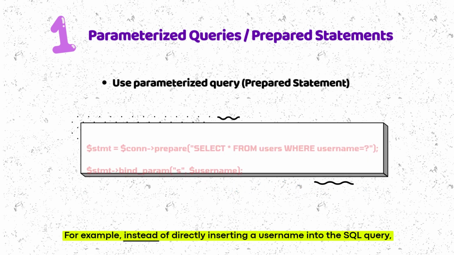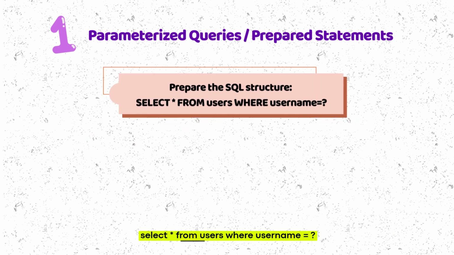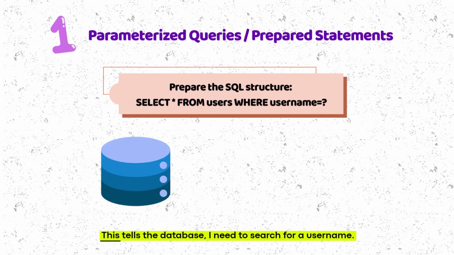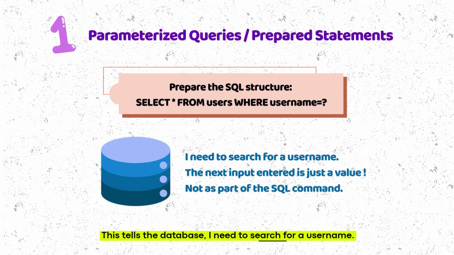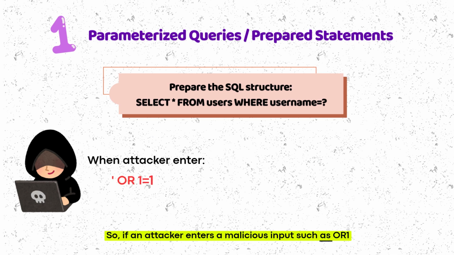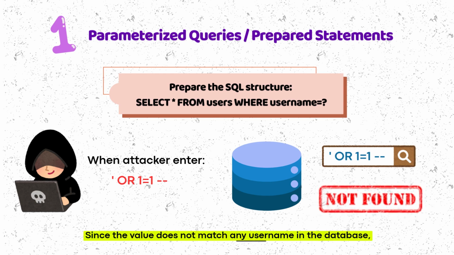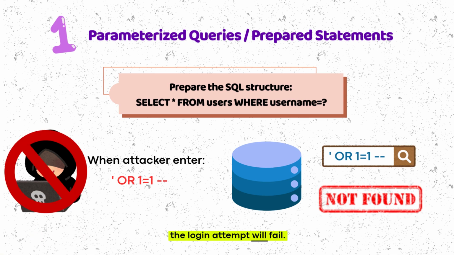For example, instead of directly inserting a username into the SQL query, a prepared statement uses a placeholder: SELECT * FROM users WHERE username = ?. This tells the database, I need to search for a username. The next input entered is only a value, not part of the SQL command. So, if an attacker enters a malicious input such as ' OR 1=1, the database will treat it as a normal username value instead of executing it as SQL code. Since the value does not match any username in the database, the login attempt will fail.